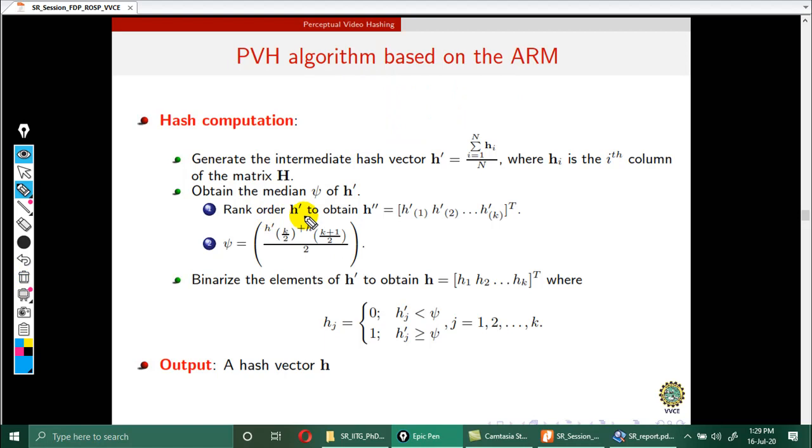Once you have got a single vector, I have applied median based quantization. So perform the median operation: rank order it and then select the median value. Since it is an even number, because we said that k will be even, we take the average of the middle numbers. That's the median value. If a value is less than the median, it is made 0. If the value is greater than the median, it is made 1. Like this, we generate a hash vector from the video using the random projection technique.